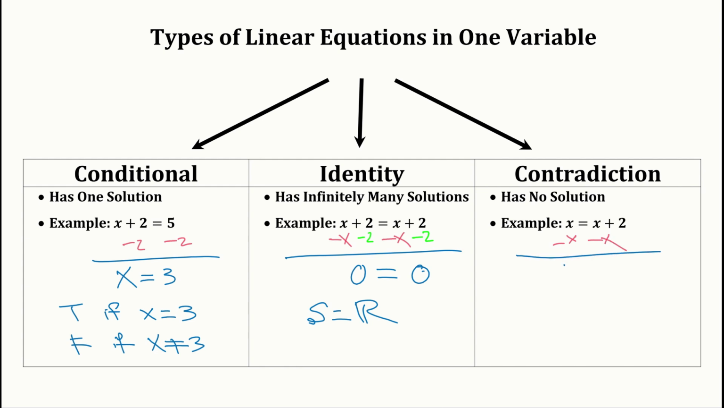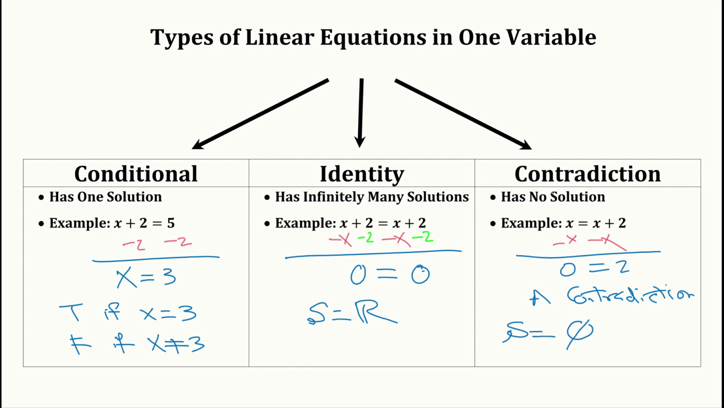Well, notice we end up with 0 equals 2. This obviously is a contradiction, right? So if, trying to solve a linear equation, you end up with a contradiction, that means the original equation itself was also an impossible equation to solve, and we call those kinds of equations contradictions. Notice that the solution set here would be empty.